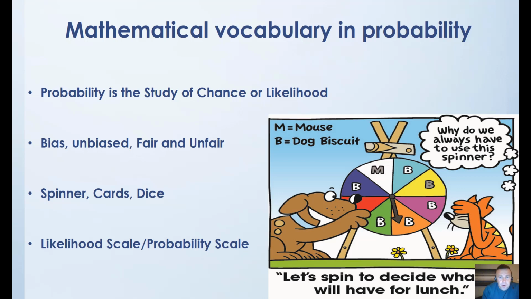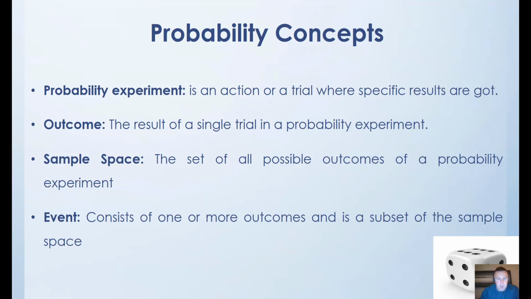So just some important vocabulary in probability. Probability is the study of chance or likelihood. Bias, unbiased, fair and unfair. So you can see here we have an unfair spinner again. The poor cat doesn't have much chance of getting a mouse, as the dog seems to have loads of options for a dog biscuit.